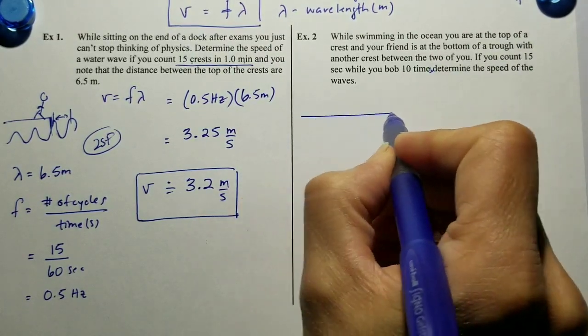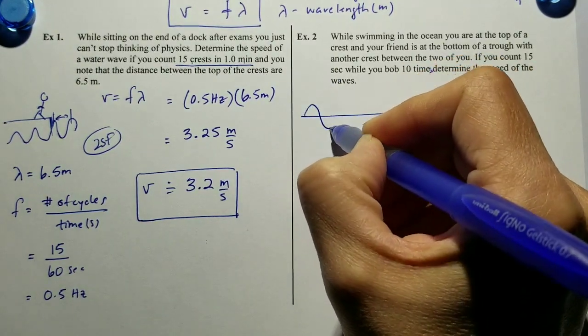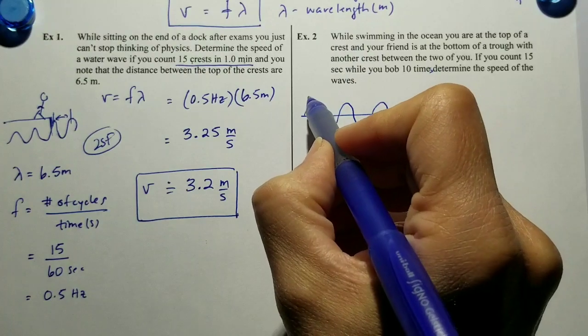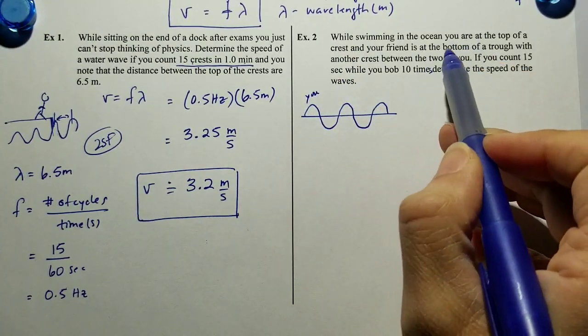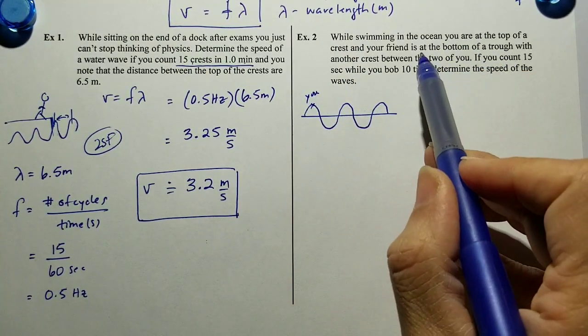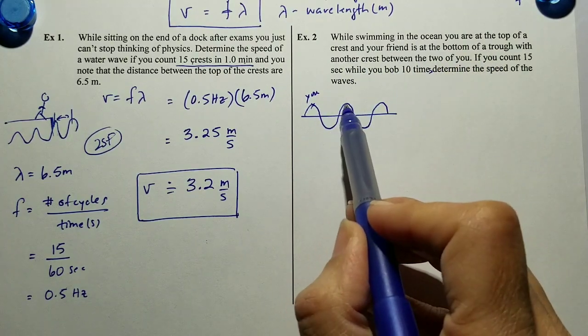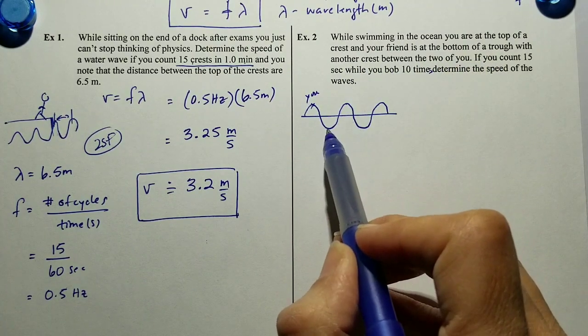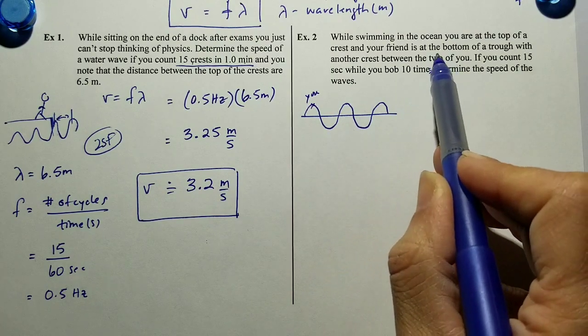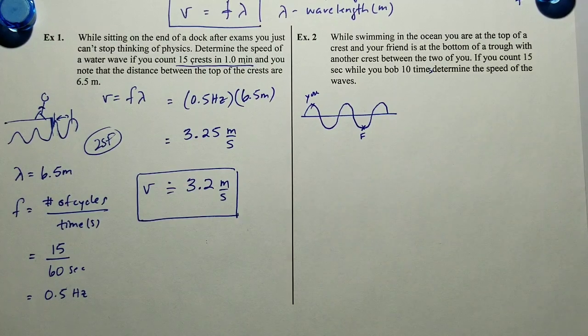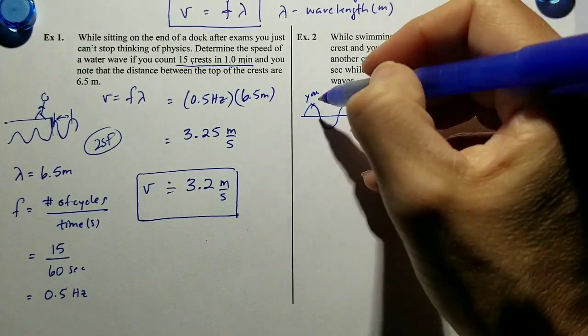So if I draw a picture about what's actually happening, I'll draw a couple waves. Okay. You are here. It says you are at the top of a crest, but your friend is at the bottom of a trough with a crest between the two of you. So there's a crest, there's a trough, and it says he's at the bottom of a trough. Okay, so this is your friend. I'm going to put an F for friend.